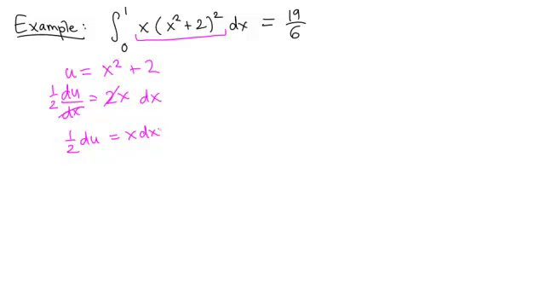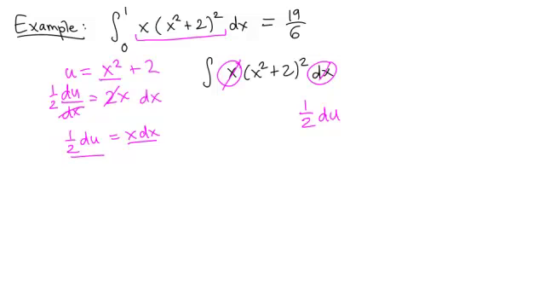Will the substitution work? Well, let's take a look at what we've got here. We had the integral of x times x squared plus 2 squared dx. And if we look at that, the x dx are the bookends. So the x dx can be replaced with a 1/2 du.